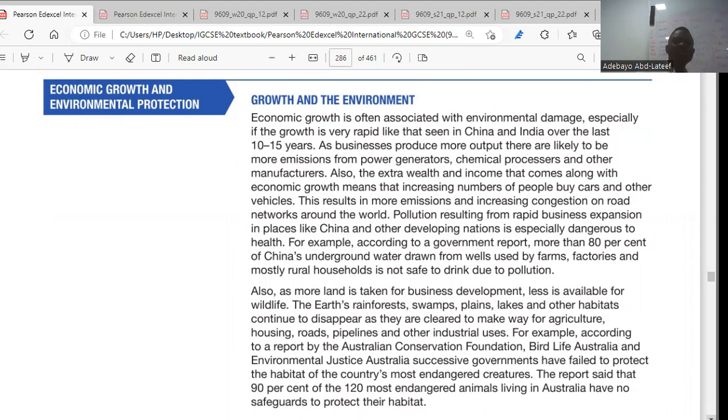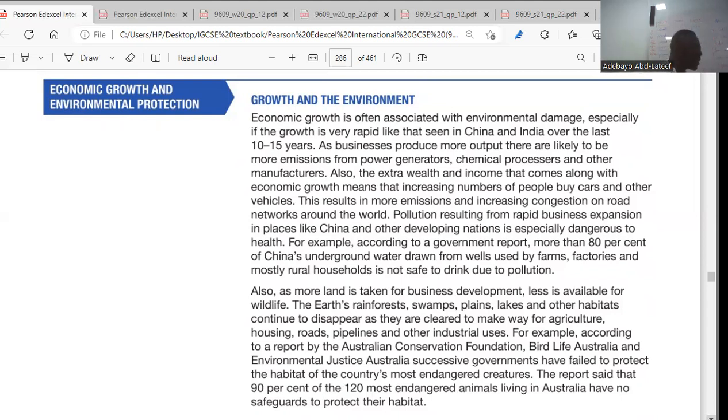Pollution resulting from rapid business expansion in places like China and other developing nations is especially dangerous to health. For example, according to the government report, more than 80% of China's underground water drawn from wells used by farms, factories, and mostly rural households is not safe to drink due to pollution.